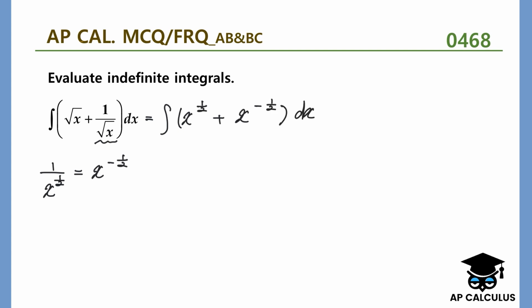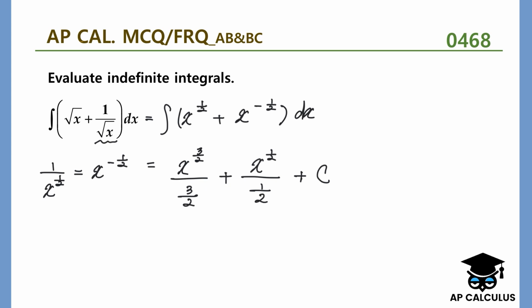So far so good. Now let's find the antiderivative of each term. For x to the power of 1/2, we add 1 to get x to the 3/2, and that number has to go down here, so over 3/2. Plus x to the negative 1/2 plus 1, that's positive 1/2, so write positive 1/2 down here. And we have to add c.